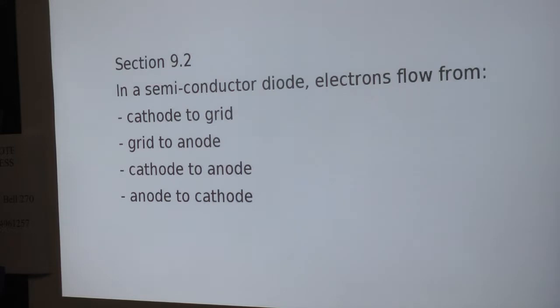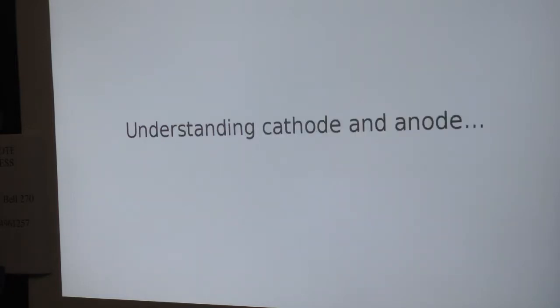A semiconductor diode, electrons flow from cathode to anode? Yes. Cathode to anode. That's correct. So this is the cathode, anode. The cathode of the battery is where current flows from, but the cathode of any part is where the current flows into. Anode is where the current leaves in a part, and anode is where it returns in a battery.